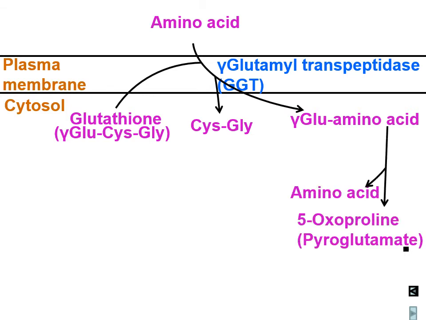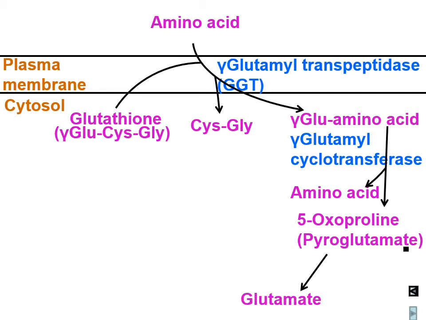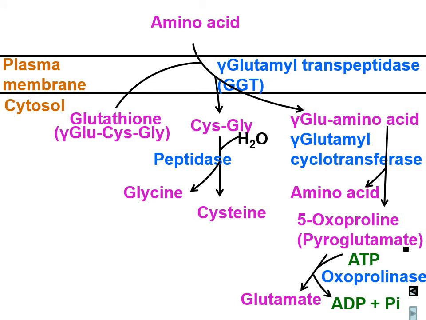Now in the presence of GGT, the amino acid combines with glutathione which is present in the cytosol, and it forms what is called as gamma glutamyl amino acid, giving out a dipeptide, that is cysteine glycine. Now this gamma glutamyl amino acid gives out the amino acid, and then you have what is called as 5-oxoproline in the presence of an enzyme called as gamma glutamyl cyclotransferase. Now this 5-oxoproline gets converted to glutamate in the presence of oxoprolinase. This requires a molecule of ATP, that is ATP is converted to ADP.